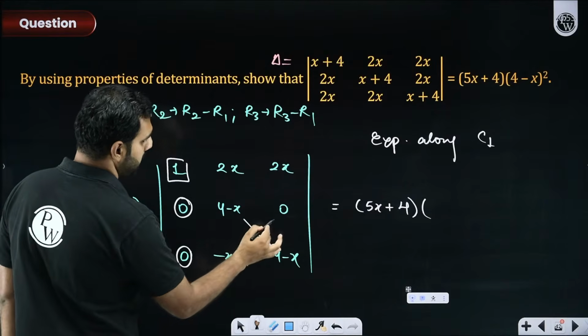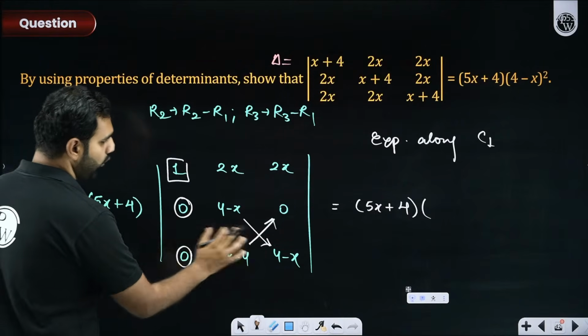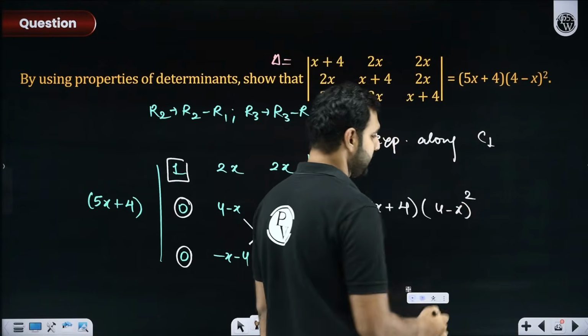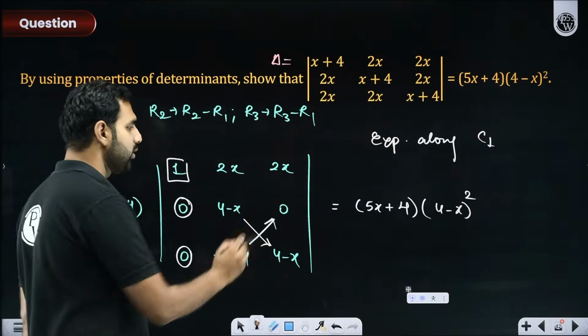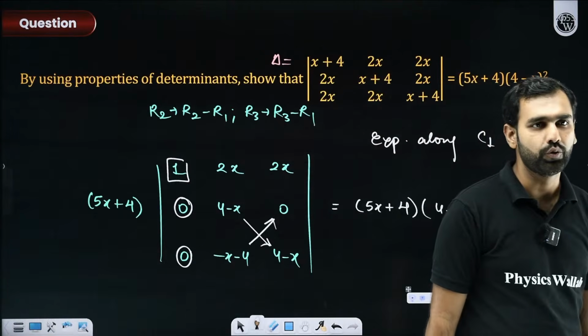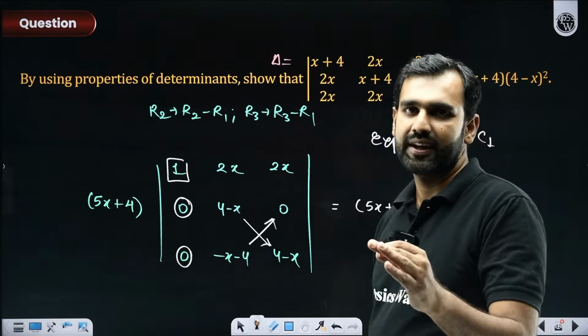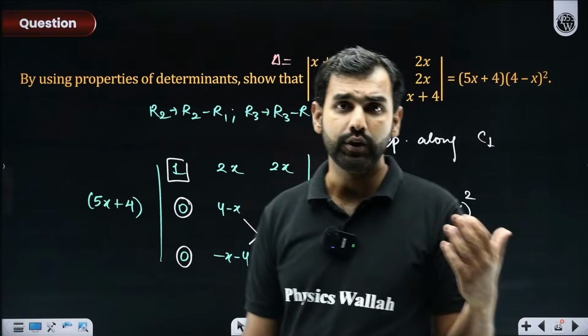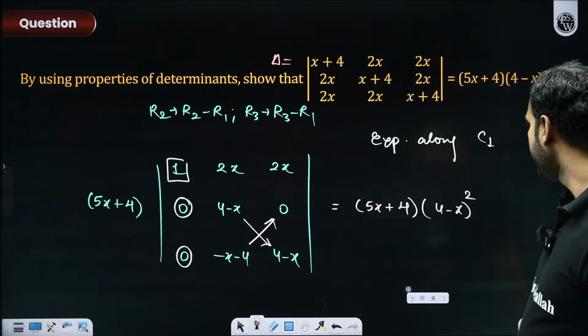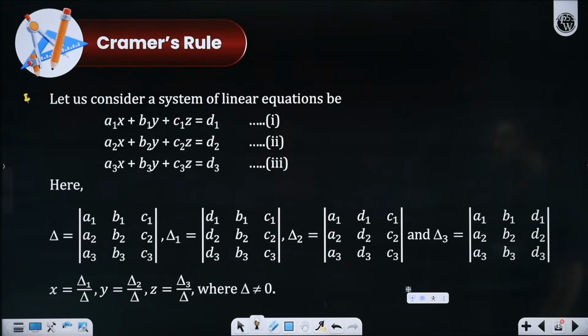This into this minus this into this. So 1 into 4 minus x, 4 minus x. So 4 minus x into 4 minus x is 4 minus x whole square, minus 0. So that 0 I'm not writing. So this is the expansion, which is what we were supposed to prove. Everybody understood that result. Everybody understood how we use the properties in the expansion of determinants. Are you all comfortable with that? Shall I move ahead from here?